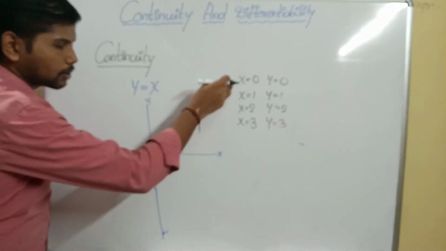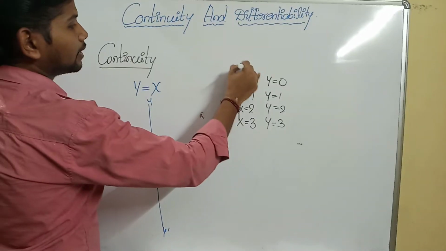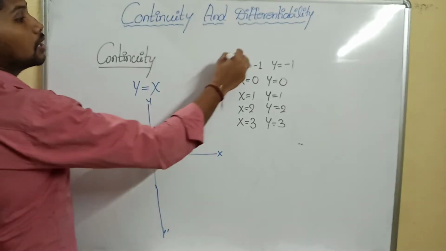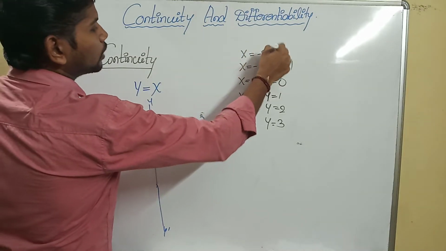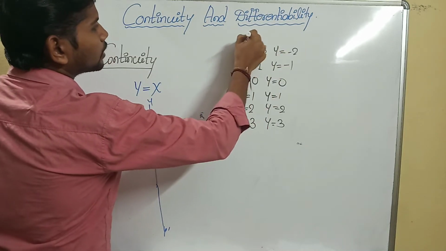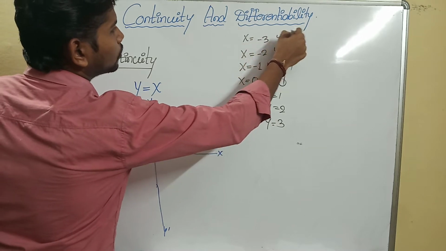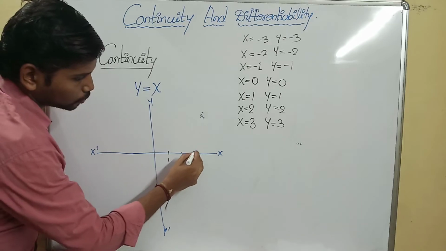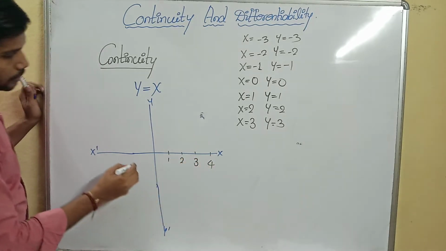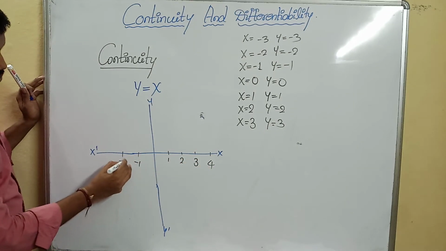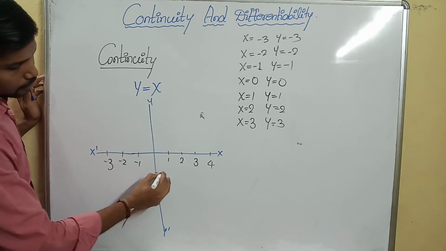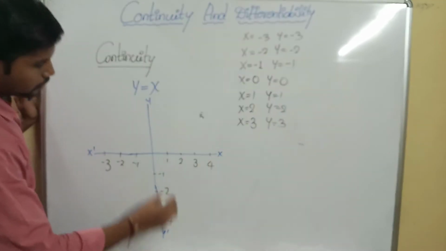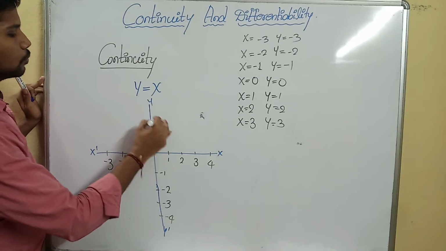I took positive values, and I'll take negative values too. If x is minus 1, y is minus 1. If x is minus 2, y is minus 2. If x is minus 3, y is minus 3. I'd like to draw the graph here. Concentrate. On the axes: 1, 2, 3, 4, and minus 1, minus 2, minus 3, minus 4.